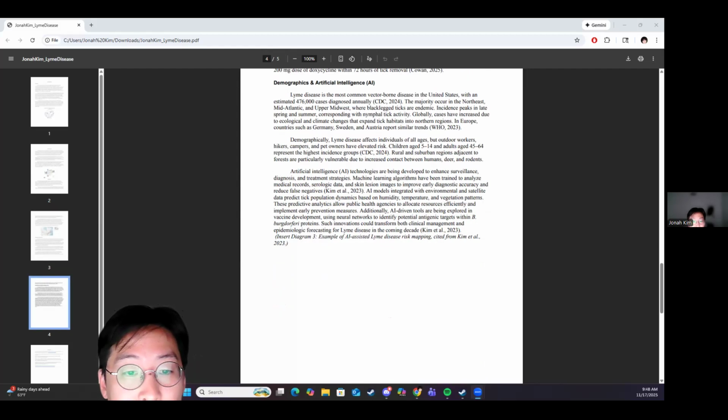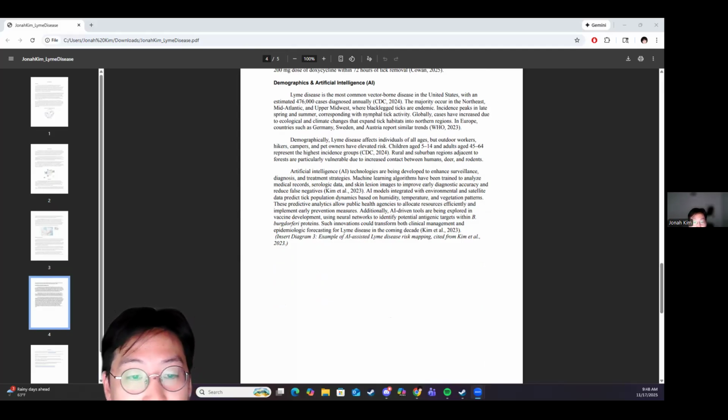Lyme disease is the most common vector-borne illness in the US, with around 476,000 cases each year. It's especially common in the Northeast, Mid-Atlantic, and Upper Midwest. Outdoor workers, hikers, and children who play in grassy or wooded areas are at higher risk.